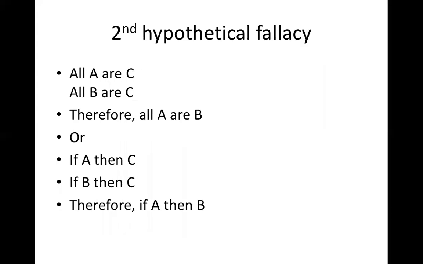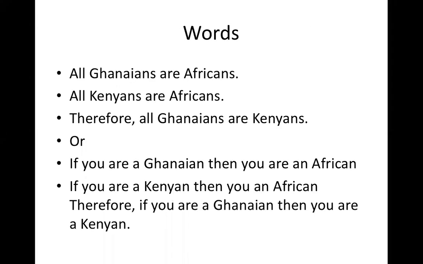Now let's look at the second hypothetical fallacy. Now this one jumped. Instead of saying all A are B, it said all A are C, all B are C. Therefore, all A are B. So we're saying this is a fallacy. Let's put it in words. All Ghanaians are Africans, all Kenyans are Africans, therefore all Ghanaians are Kenyans. So you can see it's a fallacy.